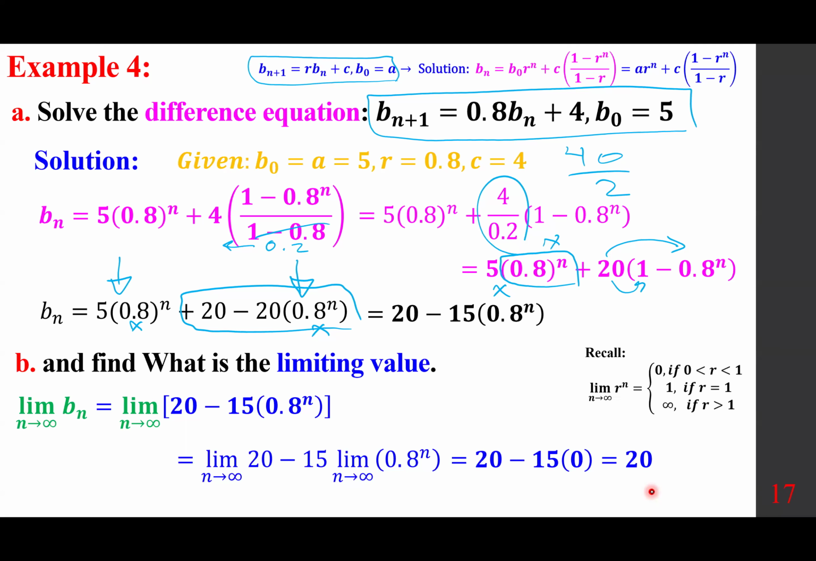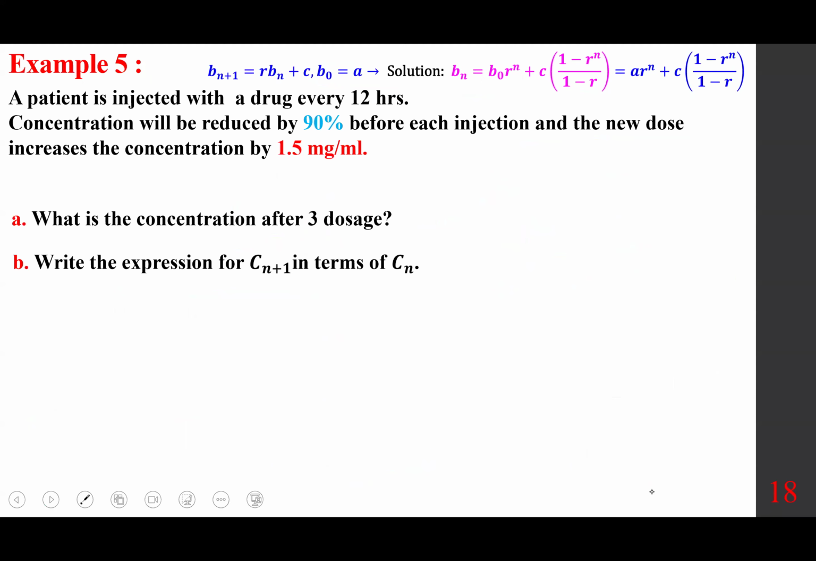So this was a general example. Now let's apply it to patients in general and medications and so forth and see what happens. A patient is injected with the drug every 12 hours. This is the time step, everybody. That repeats 12 hours, again 12 hours, again 12 hours. And it doesn't enter the formula that we have here. Concentration will be reduced by 90% before each injection, and the new dose increases the concentration by 1.5 milligrams per milliliter. What is the concentration after 3 dosages?